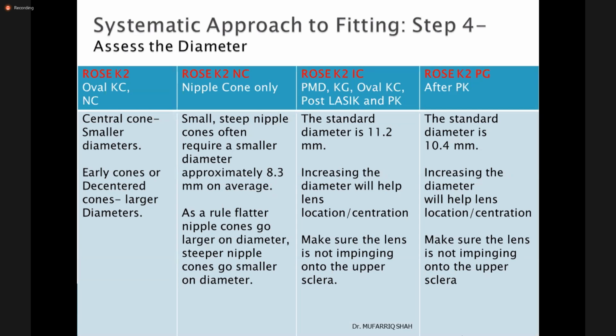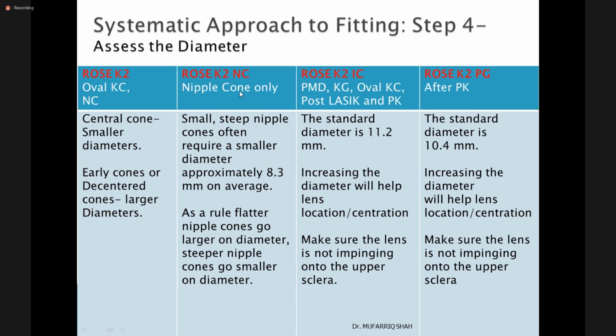Now coming to step 4, which is the diameter of the lens. So for Rose K2, oval keratoconus or nipple cone, the central cone is smaller. If the cone is central, it means central cones are usually very small and steeper. So a small diameter will be required. For early cones or decentered cones, a larger diameter will be required.